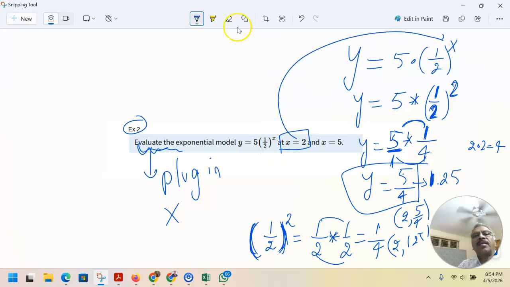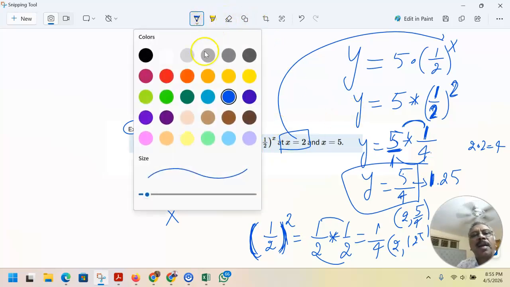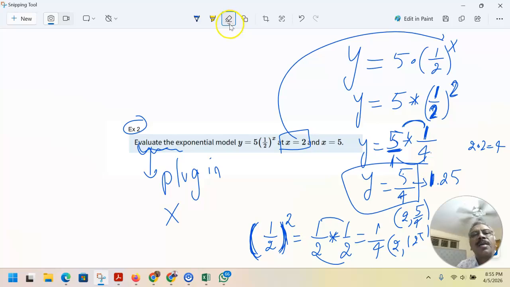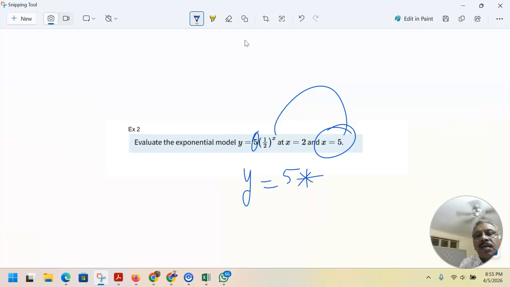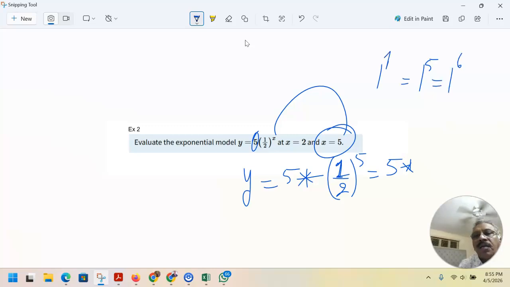The next question was asking you to plug in, let's put x equals 5 there and see what's happening. So I'm spending this time. If you understand, you don't have to watch the video. You can directly go to the next one. So the second time you're plugging in 5 here. So your y equals, this 5 stays, multiply, and there is half raised to 5. See? All you write is 5 times. Because this is 1, 1 raised to 5 or 1 raised to 6 or 1 raised to 4 doesn't change, because 1 multiplied by 1 is 1. It doesn't change. So this is 1.